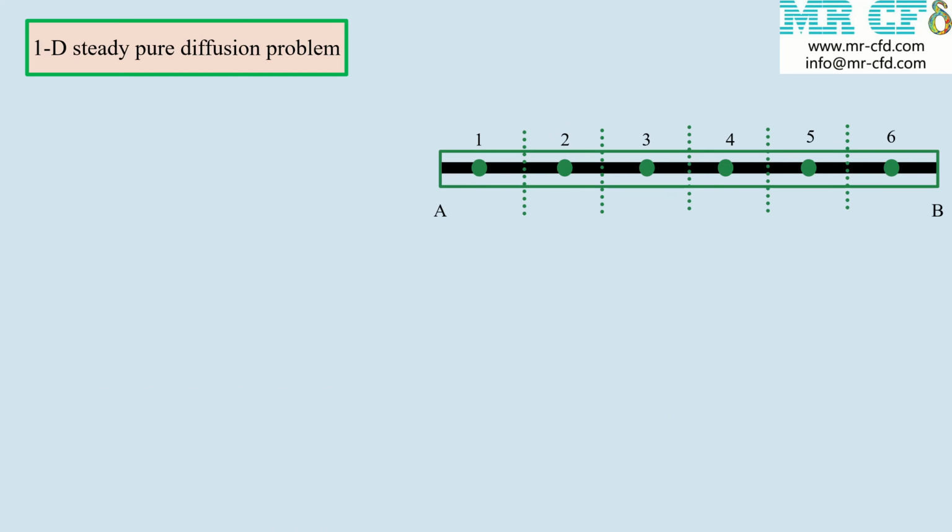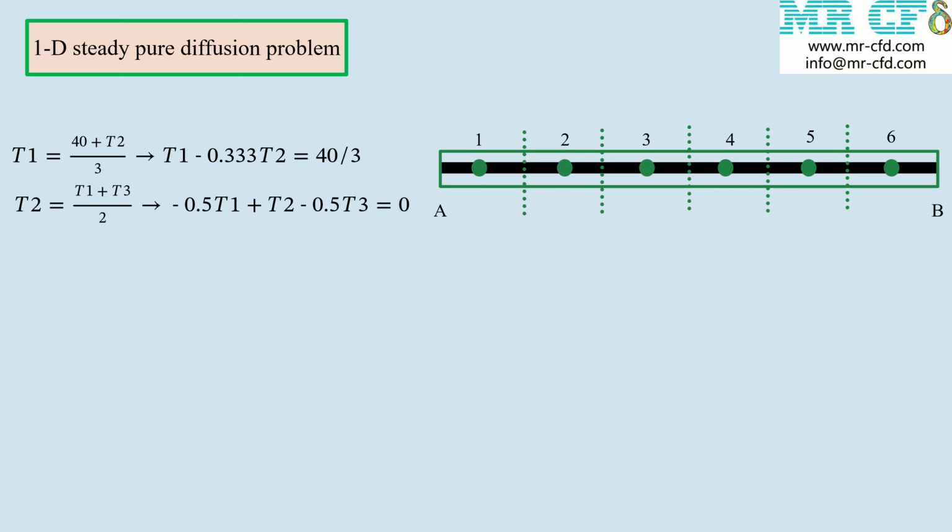If we define the points from number 1 to number 6, we can write the differential equation for each point. So for point 1, we can write the temperature T1 is equal to 2 multiplied by 20, that is the boundary condition, plus T2 divided by 3. And for the temperature at point 2, T2 is equal to T1 plus T3 divided by 2.